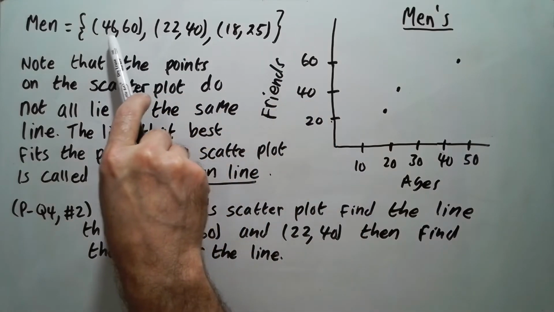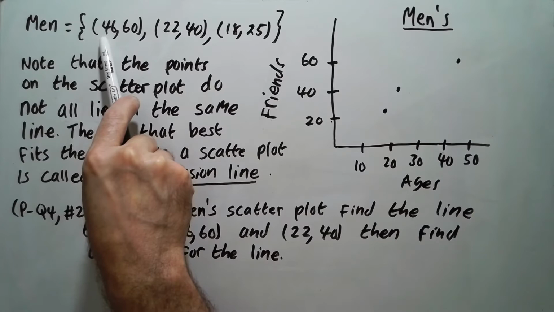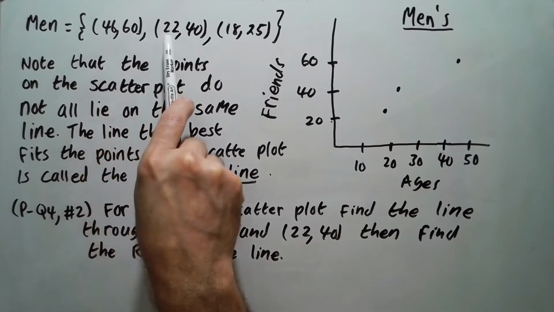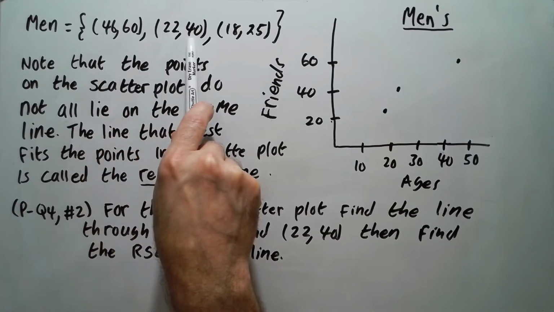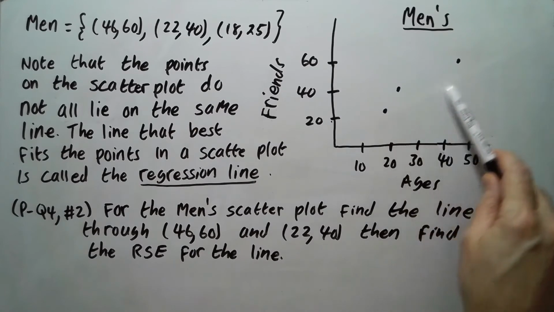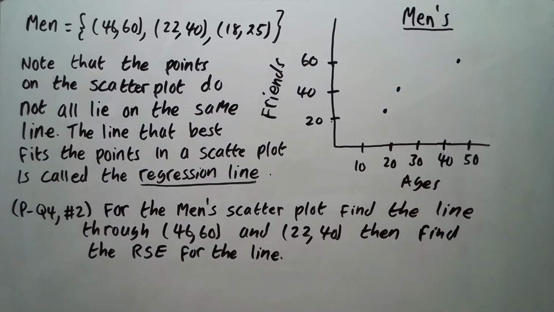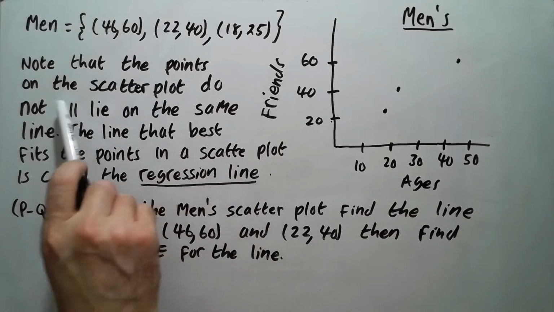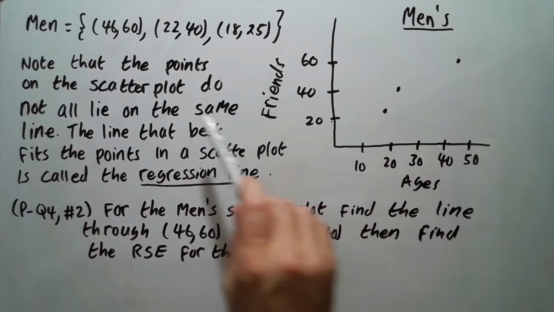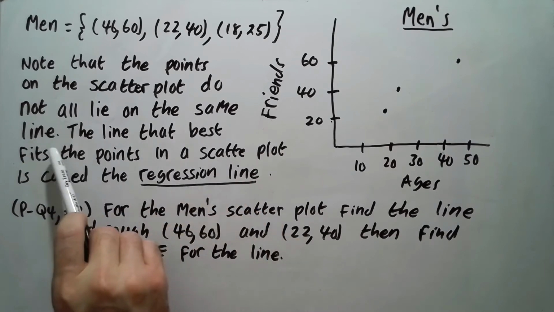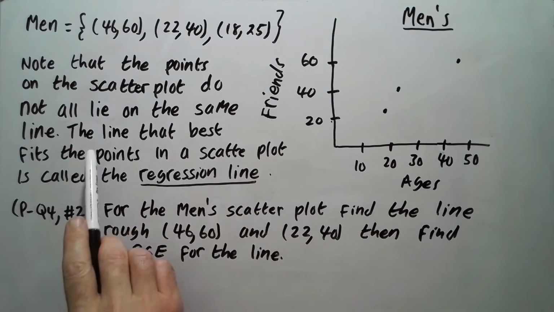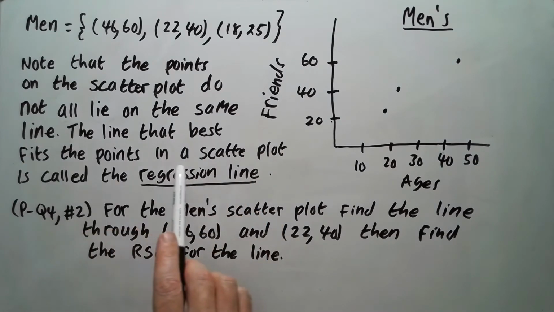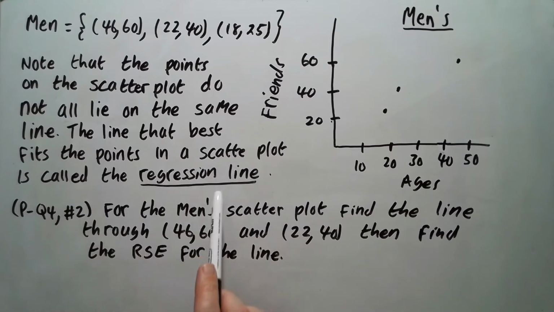Here were our points. The 46 represents the age, and the 60 is the friends, 22 is the age, 40 is the friends, and so forth. So we plot these over here. We did this in question 1, practice quiz 4. Note that the points on the scatter plot, these 3 points here, do not all lie on the same line. The line that best fits the points in a scatter plot is called the regression line.